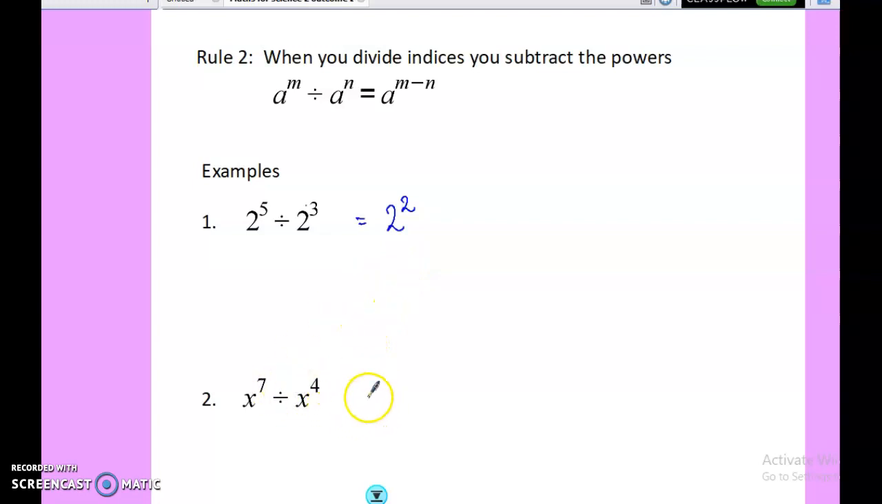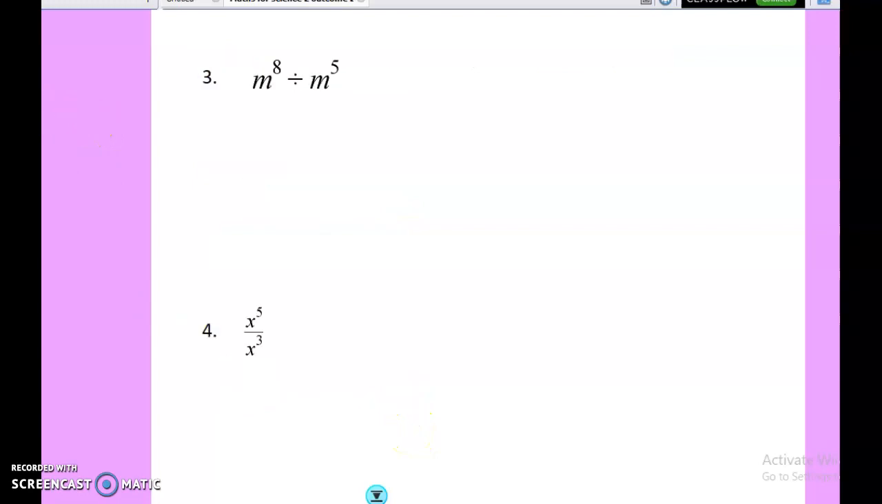X to the 7 divided by x to the 4. 7 take away 4 is 3. So it'll be x to the power of 3. M to the 8 divided by m to the 5. 8 take away 5, 3. We get m to the power of 3.